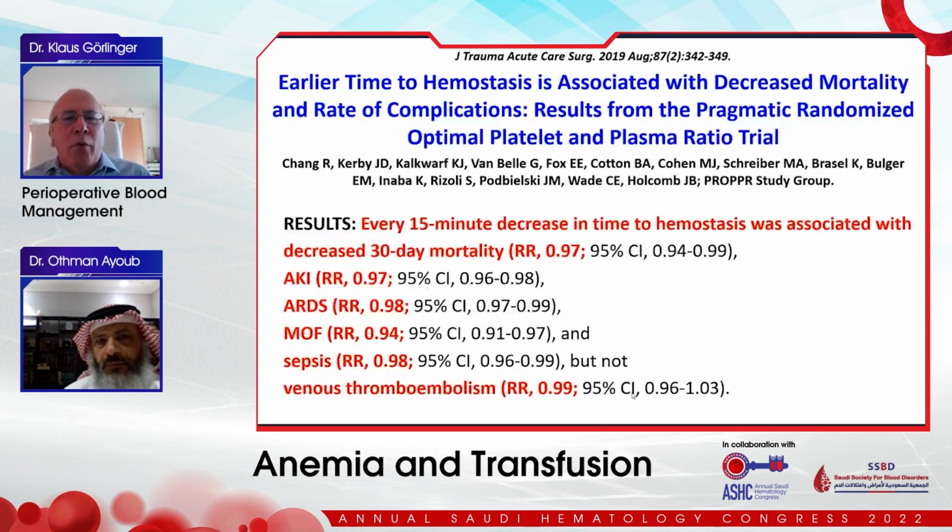And why is this important? Going back to the PROPPR trial, that was the 1-to-1-to-1 versus 1-to-1-to-2. What is the important message also from this study is that every 15 minutes decrease in time to hemostasis was associated with a significant decrease in 30-day mortality. It's just 3%. And you might say, oh, 3%, that's nothing.